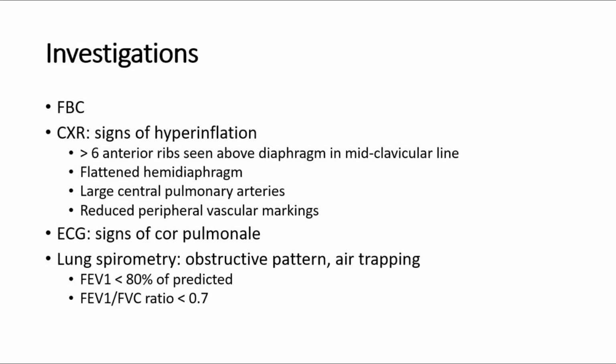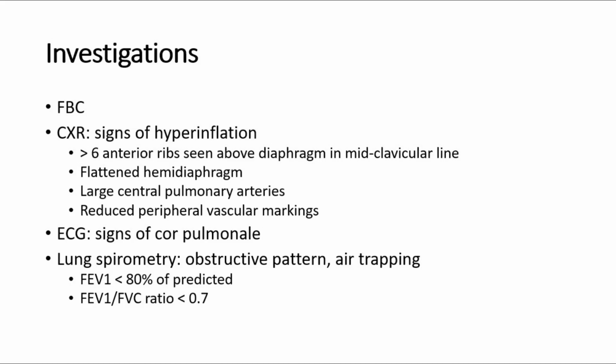To investigate for COPD, we can do a full blood count, where we expect to see high PCV, polycythemia. On chest x-ray, look out for signs of hyperinflation, which are more than 6 anterior ribs seen above the diaphragm in the mid-clavicular line, a flattened hemidiaphragm, enlarged central pulmonary arteries, and also reduced peripheral vascular markings. These are the signs of hyperinflated lung seen in COPD.